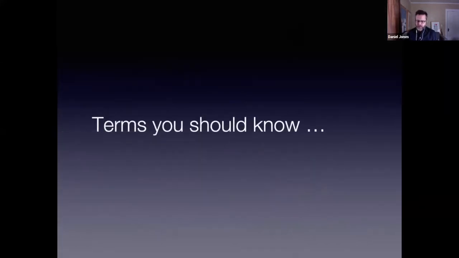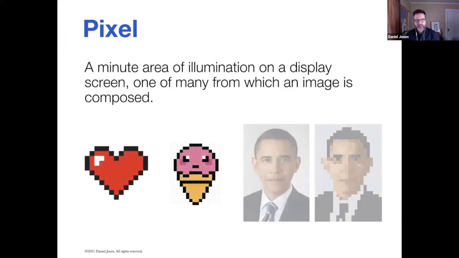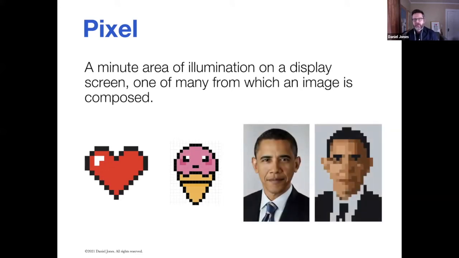So some terminology that you should know right off the bat: pixel. What exactly is a pixel? A pixel is a minute area of illumination on a display screen, one of many from which an image is composed. This is a really good side-by-side example of a high resolution, high number of pixels versus a low number of pixels. The higher number, the megapixels in a photograph, the better the quality. But a pixel is a single one of these squares. So a pixel just makes up one of these tiny little squares.